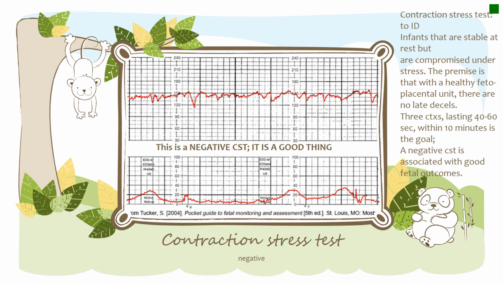The premise for this test is that a healthy fetal placental unit will not produce late decels even with a contraction. So our goal is to make them have 3 contractions lasting 40 to 60 seconds within a 10-minute period. A negative CST is associated with good fetal outcomes. It means the likelihood of fetal death within 1 week of a negative contraction stress test is less than 1 in 1,000. So this is a negative test, which is a good thing.